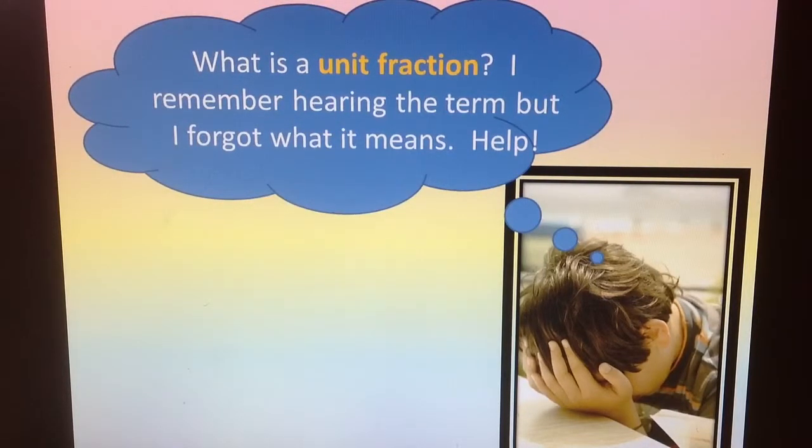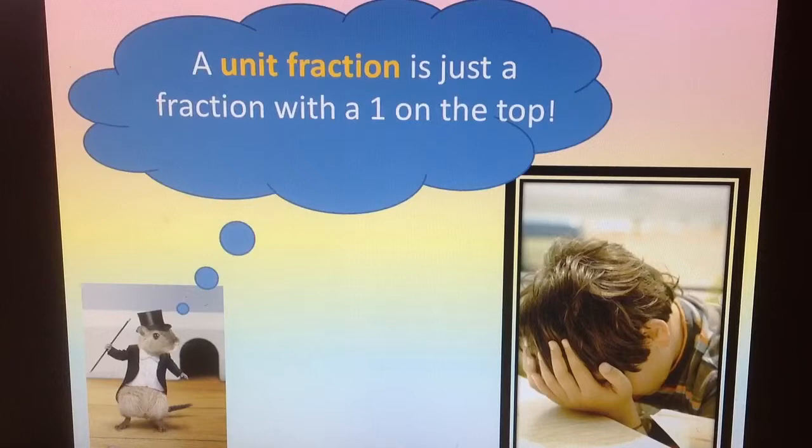What is a unit fraction? I remember hearing the term, but I forgot what it means. Help! I reminded students to be brave enough to ask questions if they don't understand something or if they've forgotten something. A little mouse came to help us out with this. He says, a unit fraction is just a fraction with a 1 on the top, because unit, as we said, means 1.